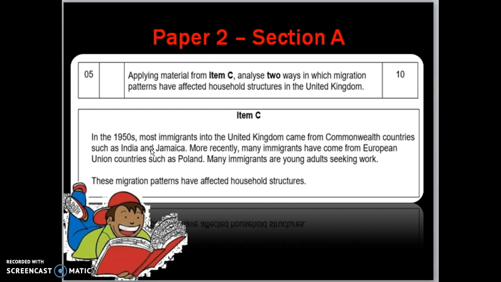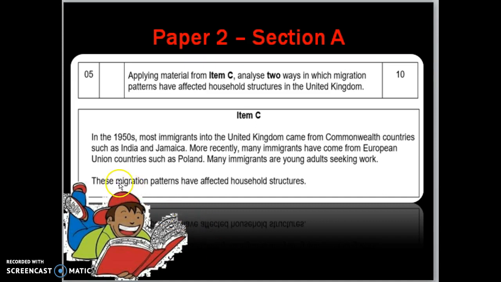household structures. The third hook comes from the European Union countries such as Poland. And again, you could talk about the household structures that you've got there. And there was a sneaky little bit of analysis that you could have had, because you could talk about the age structure of the population as well while you were analysing these household structures.